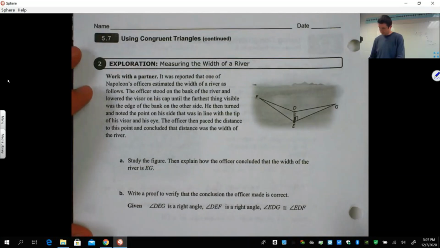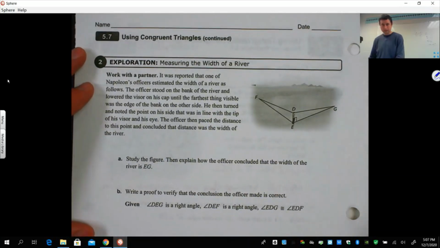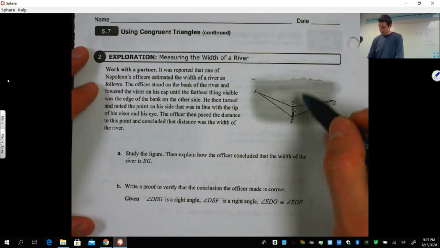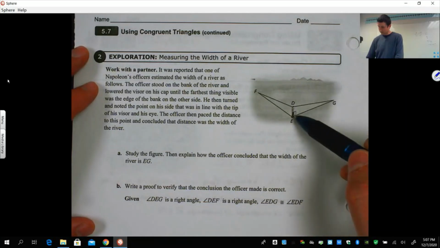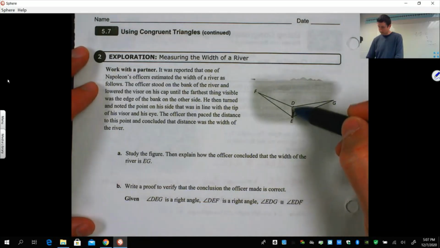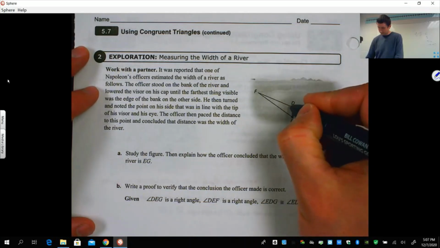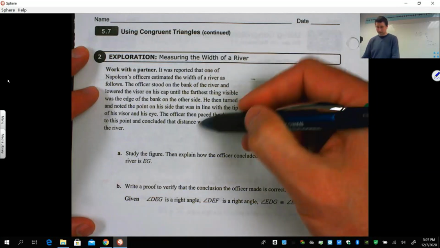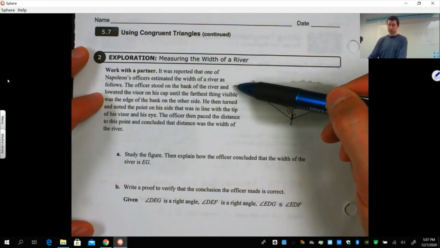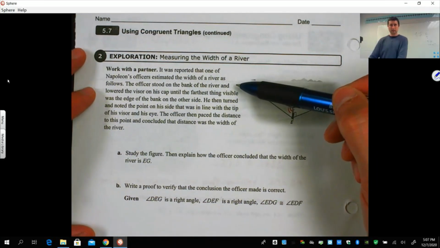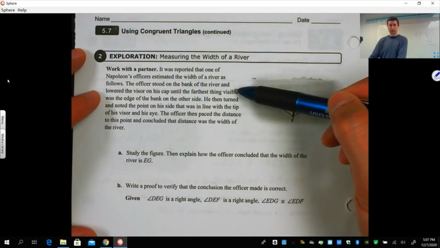So on page 154, again here you have two triangles. They're right triangles. They both share this side right here. And so they're going to say this angle is congruent. If you read through this, he's standing on the bank of a river, lowered his visor cap until the furthest thing visible was the edge of the bank.